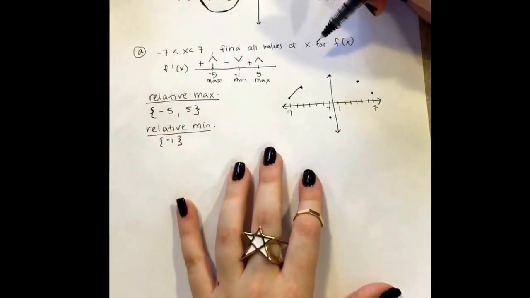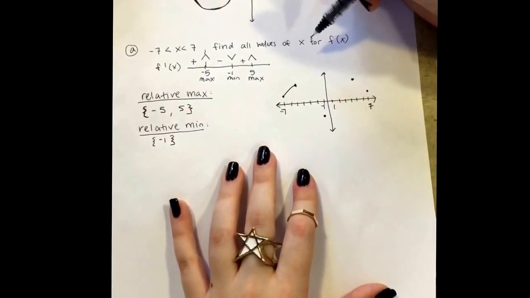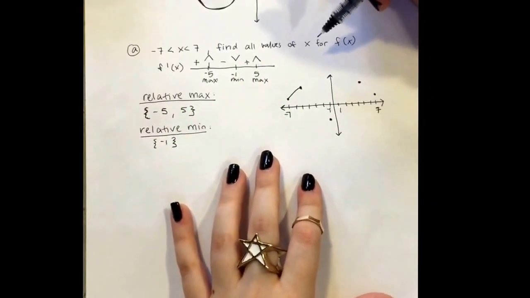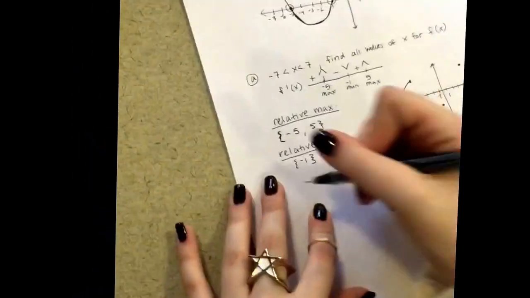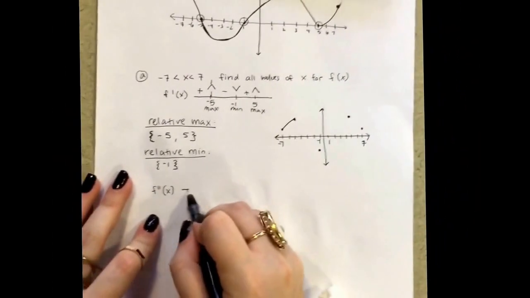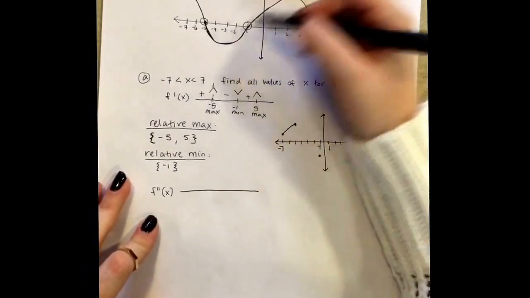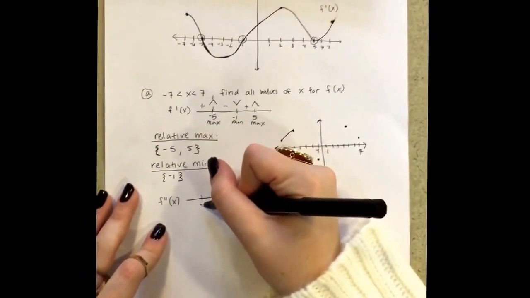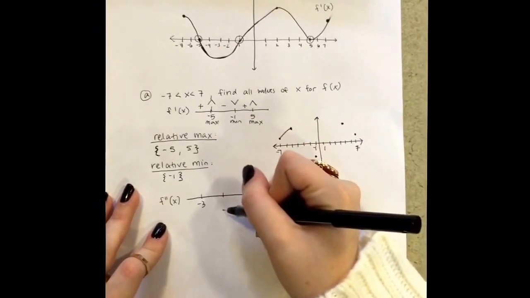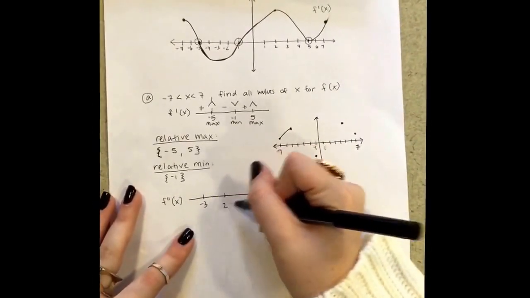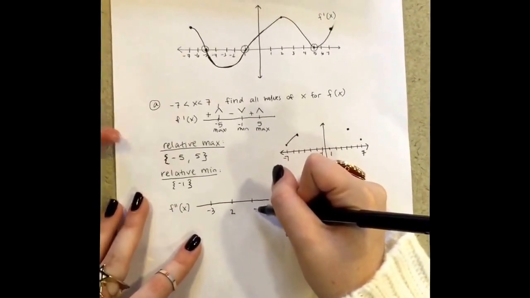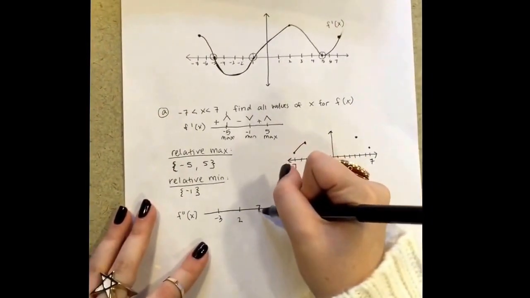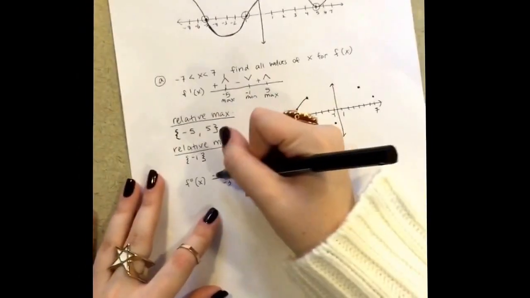Where did you say the POIs were? The points of inflection are where concavity changes. Right. So before we can do that, we have to do an f double prime of x line. And that are these maxes and mins, right? Right. So we know that we have to put a point at -3, a point at 2, and a point at 7 and -7, because they're the endpoints.